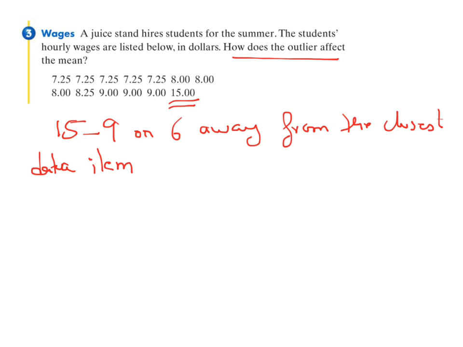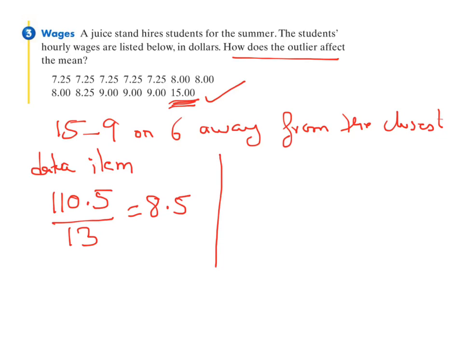How does the outlier affect the mean? Let us take the mean of all these data items along with the outlier. So if we add up all the data items, it is 110.5. And how many data items are there along with the outlier 15? There are 13 data items. And if you divide them, it is 8.5. So this is the mean with the outlier.